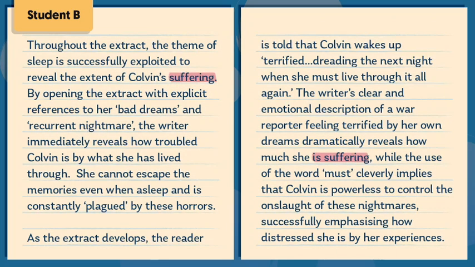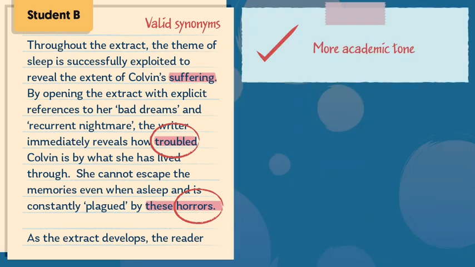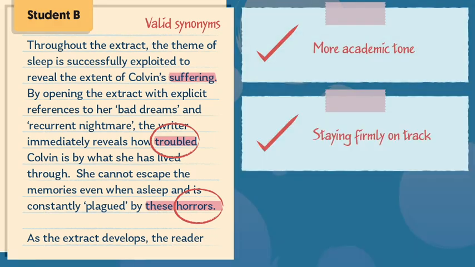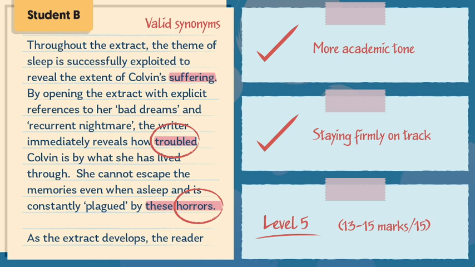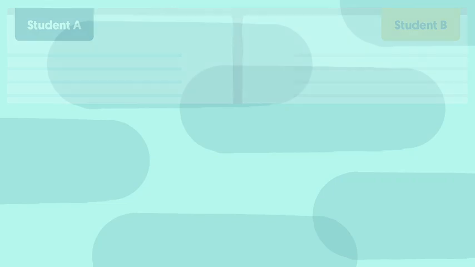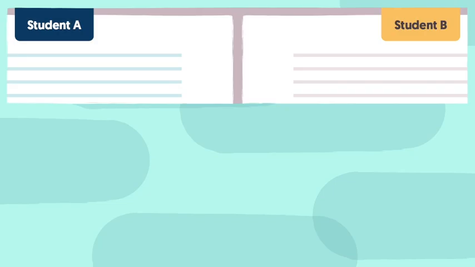This student has used the word suffering a number of times to help keep their answer focused, like student A, but they've also used a number of valid synonyms such as troubled and horrors. This gives their response a slightly more academic tone, while still staying firmly on track. Their response would be at Level 5, which is 13 to 15 marks out of 15. Let's leave it there. Hopefully you can see the difference between the two responses.